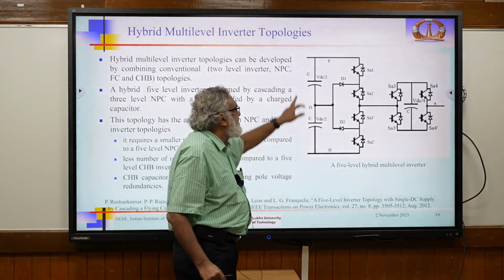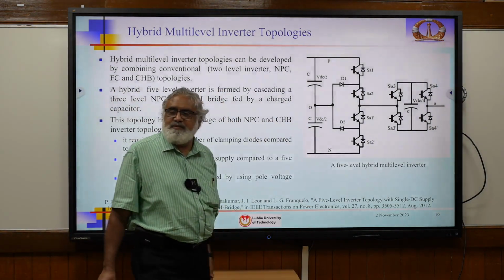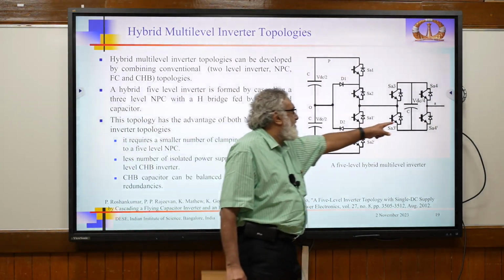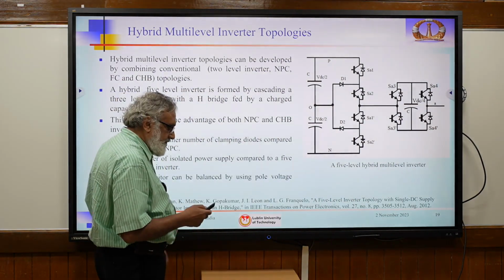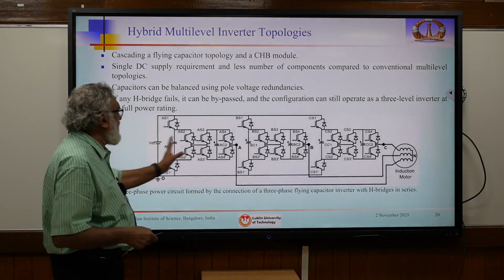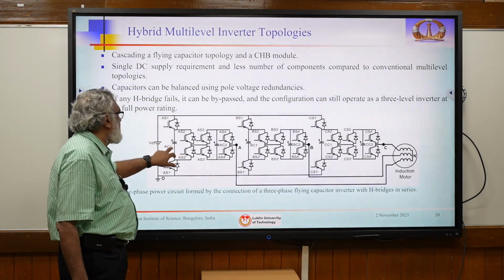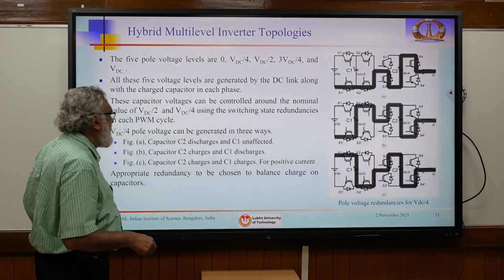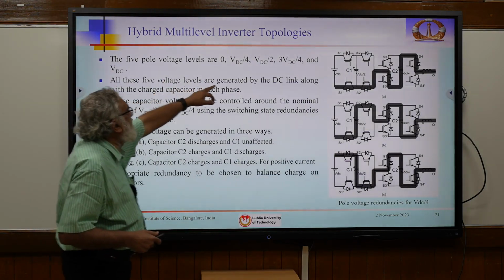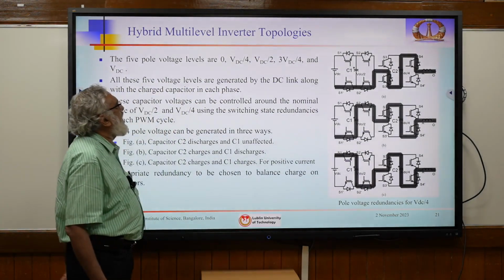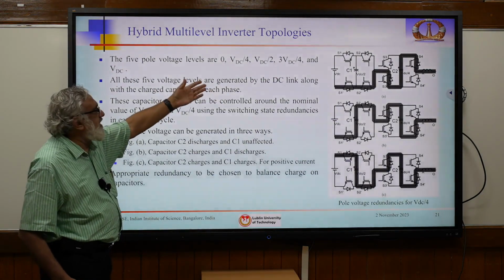DC link is here. If you see here, this is the original NPC 3-level inverter. It is cascaded with a VDC by 4 H bridge. So this will have 5 levels. How? This is the main circuit. It's a cascaded flying capacitor and an H bridge. This is VDC, VDC by 2, VDC by 4. If you see here, it has 5 levels possible: 0, VDC by 4, VDC by 2, 3 VDC by 4. Then VDC is the extreme case.